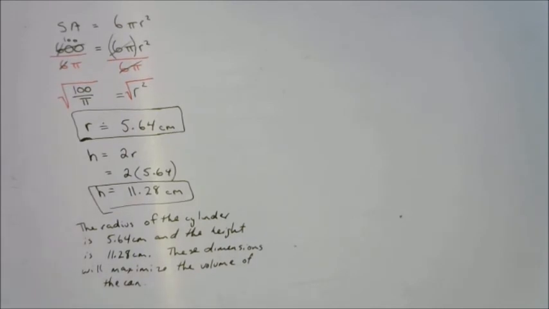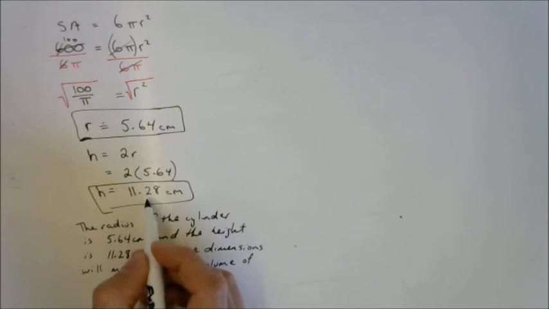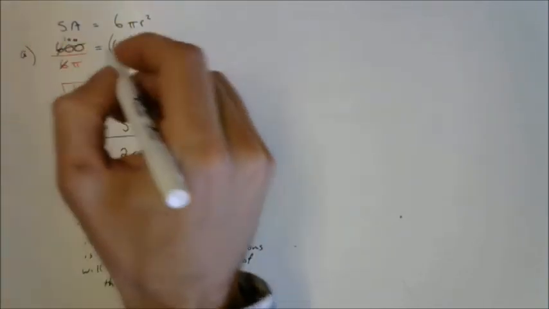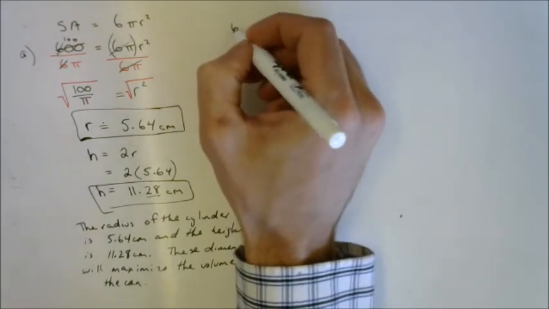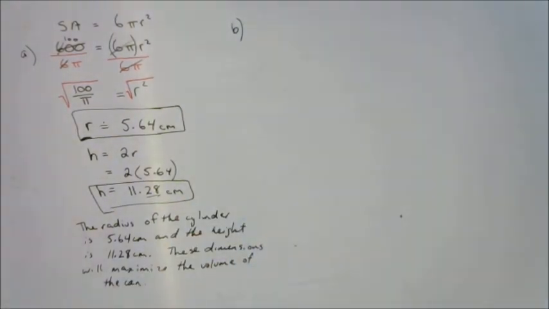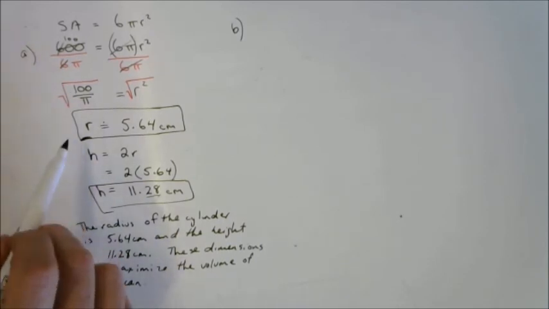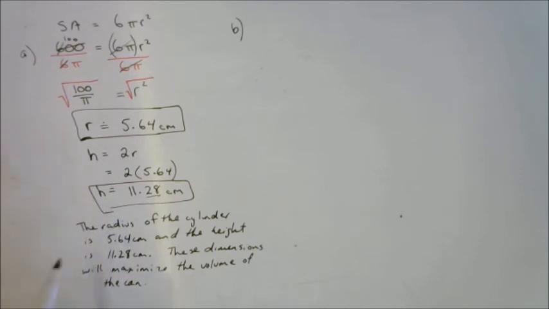Alright, so that's what we did, and we rounded to the nearest hundredth of a centimeter, so that means 2 decimal places, and that's A. So now we'll look over here for B. That was A. All we did was get the dimensions of the can, r and h. Took 2 steps to get r, 1 step to get h, and then a sentence.